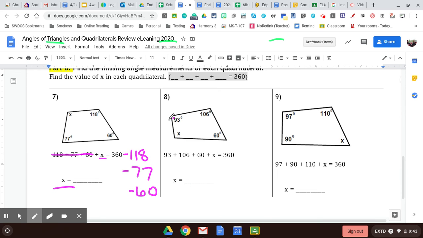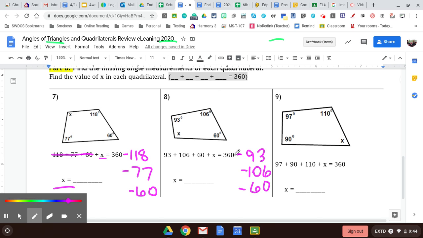Great job. Number eight, again, I have four angles, so it must be a quadrilateral. The operation they use is addition. That is why I must subtract. It's not that I always subtract to find the missing angle, okay? So they add up to 360. This always has addition. The opposite of addition is subtraction. So I have 360 minus 93 minus 106 minus 60. That cancels out the angles on this side, so I am left with x. What is x for number eight?